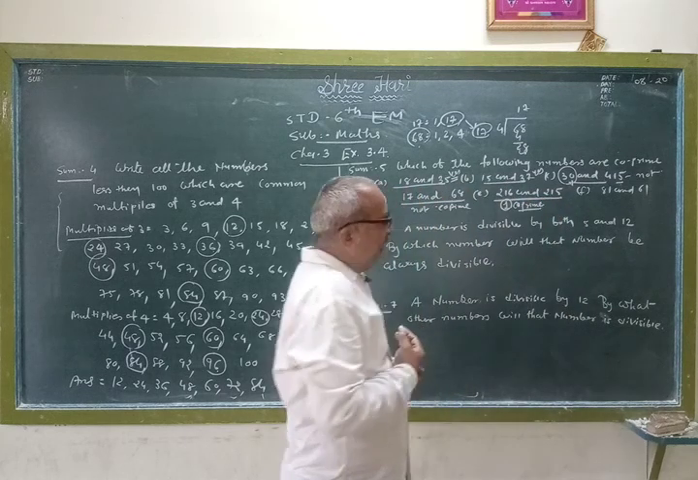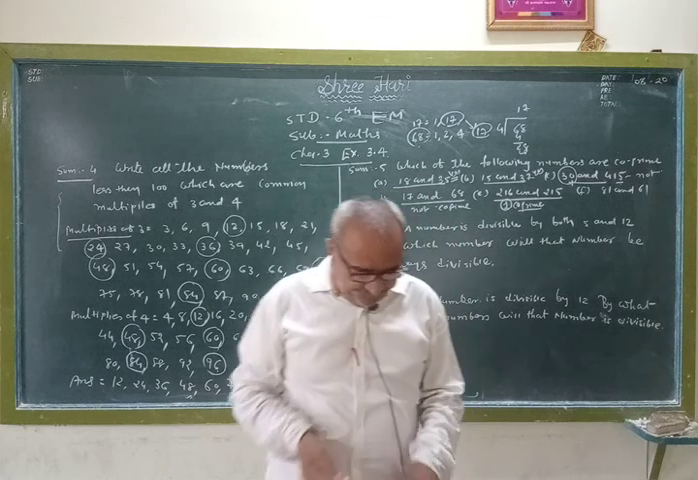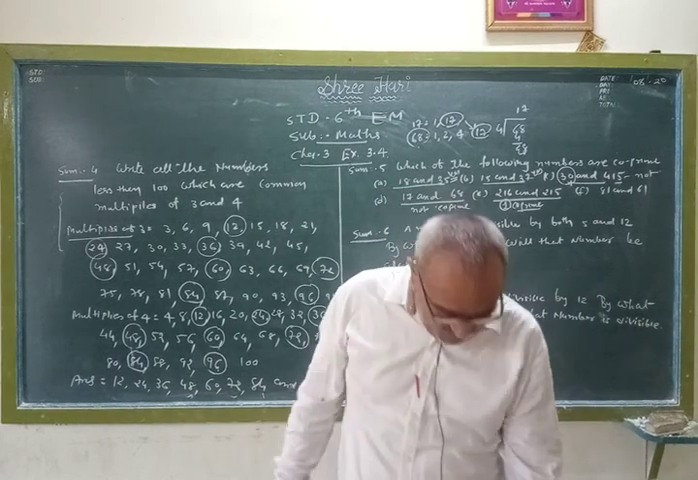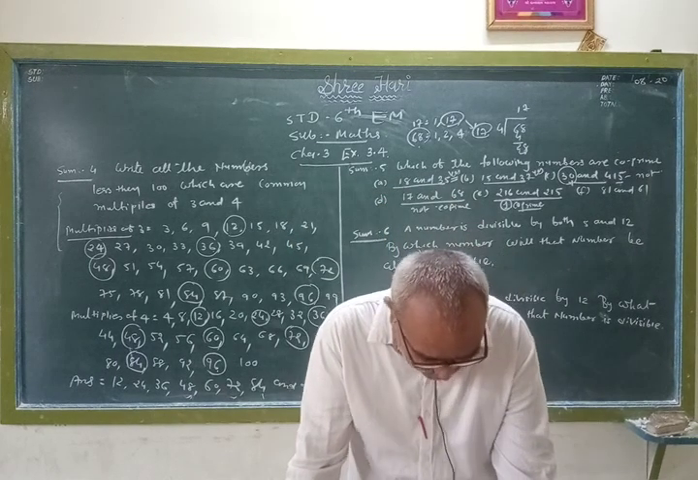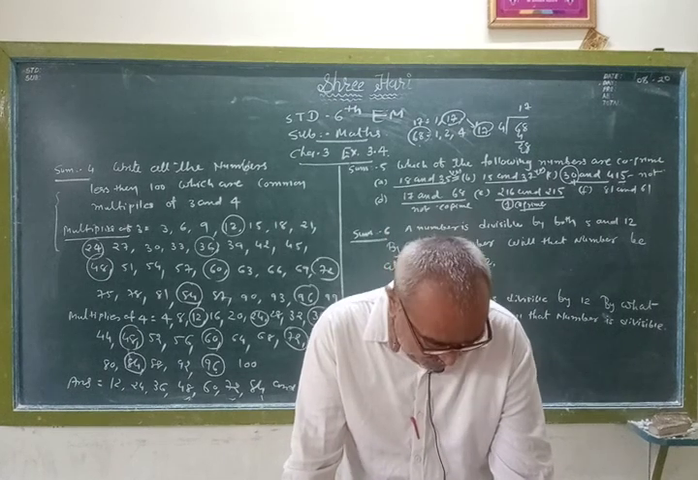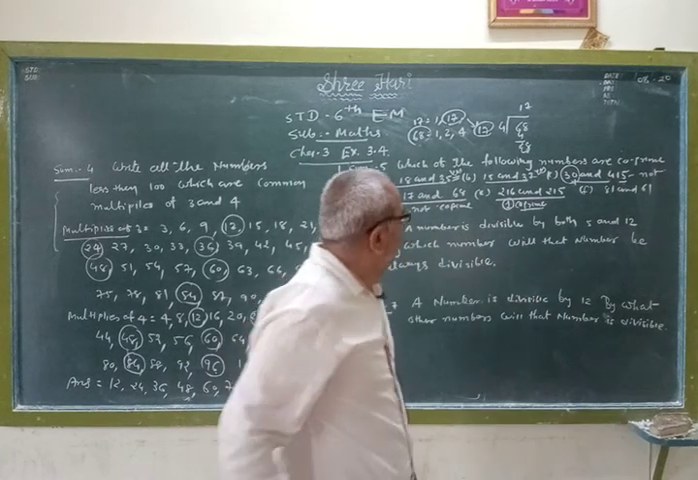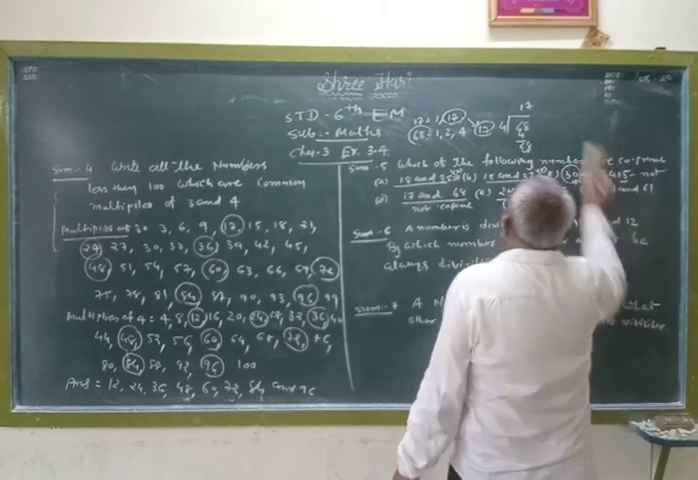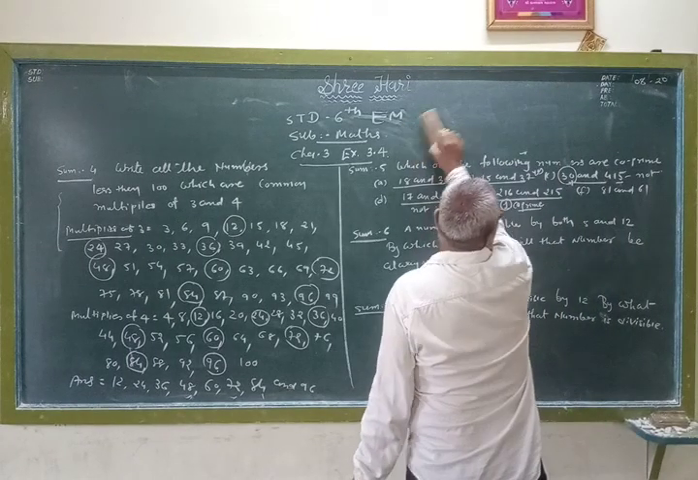Now 81 and 61 last. 81 and 61 is prime or co-prime or not co-prime? So look, the factors of 81 and 61.